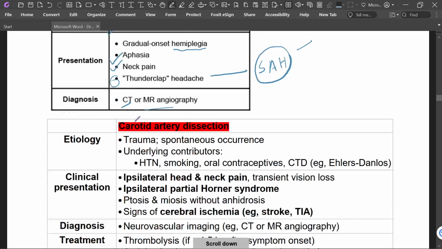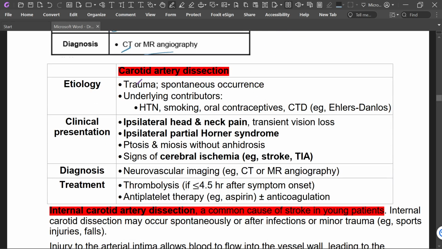So carotid artery dissection, again in short: there will be trauma, sports, yoga, neck manipulation, and some underlying contributors may be present, like hypertension, smoking, and OCP, and connective tissue disease like Ehlers-Danlos.